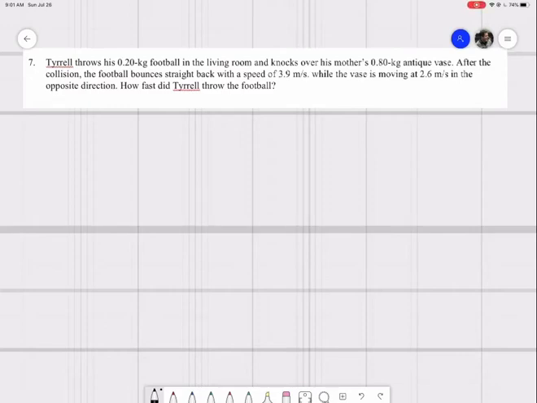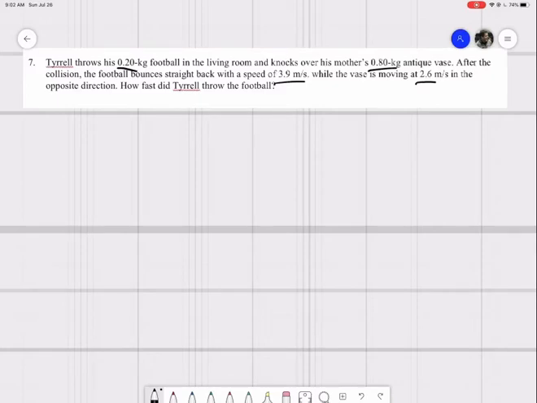All right, we're talking about Terrell throwing a football. So Terrell throws the football, 2 kilograms, or 2.2 kilograms rather. It's going to knock off the vase that's 0.8 kilograms, okay? And it's going to bounce back with a velocity. And this one's going to have a velocity as well. So let's think about what's going on.